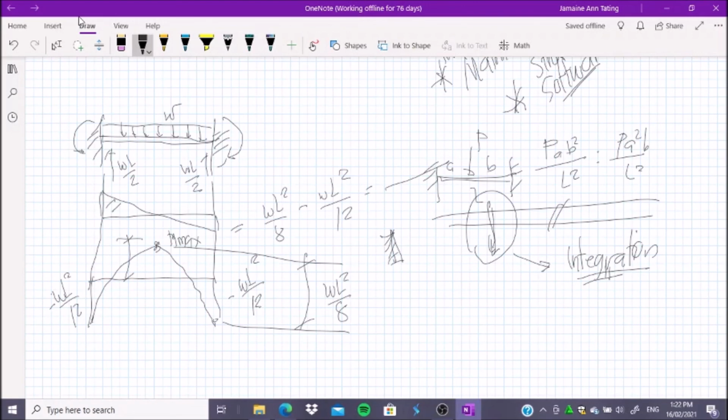Okay, so this will be our last video for the investigation of singly reinforced beams. Then we will now proceed to the investigation of doubly reinforced rectangular beams.